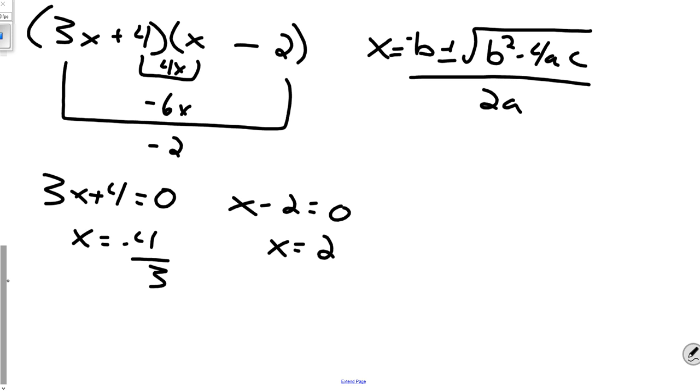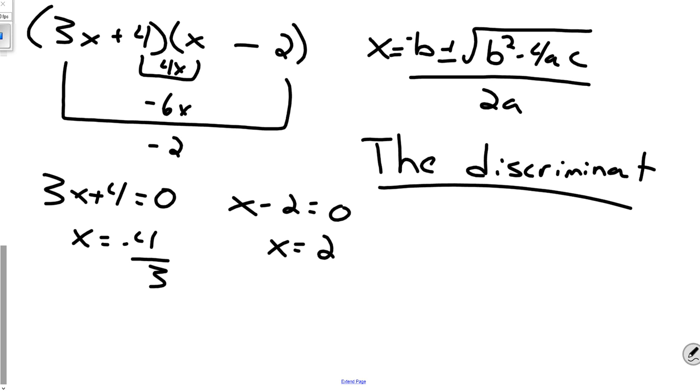That's very good. So this will find your x-intercepts. Do you guys remember the discriminant?